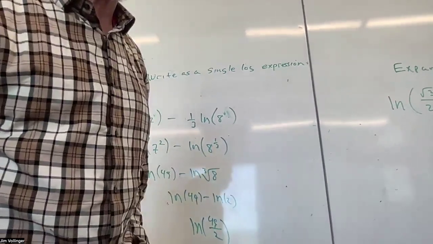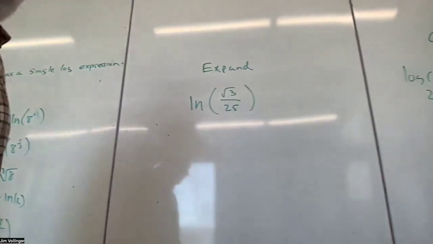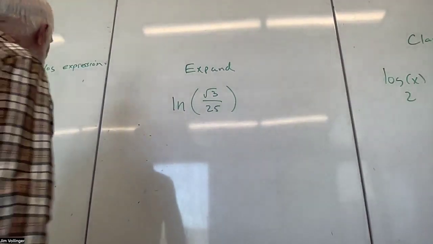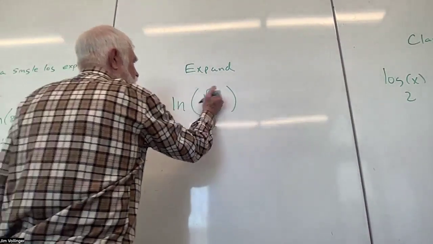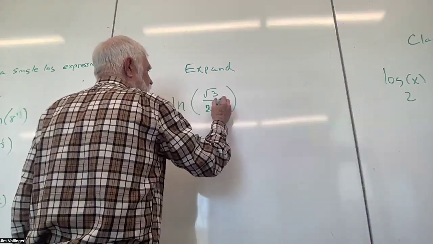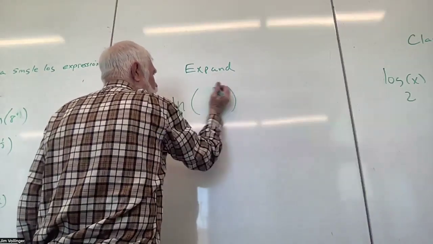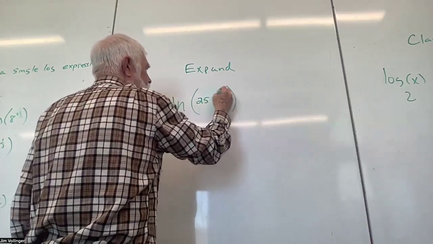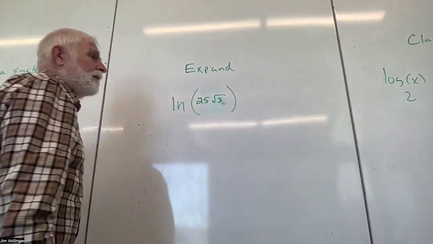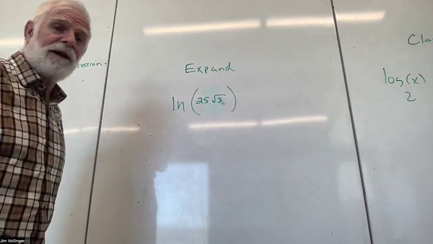Now let's expand. Oh, we got another division problem. Maybe I should change it to a multiplication. Now let's leave it. Yeah, let's change it to 25√3. Okay, since we did division before, now we're doing multiplication.